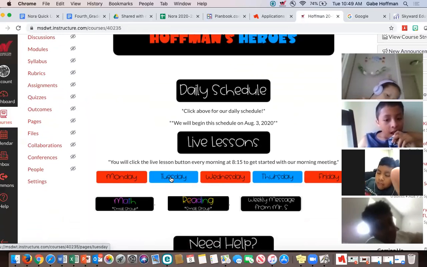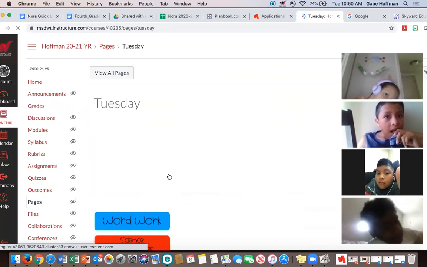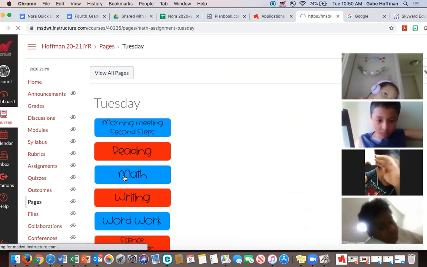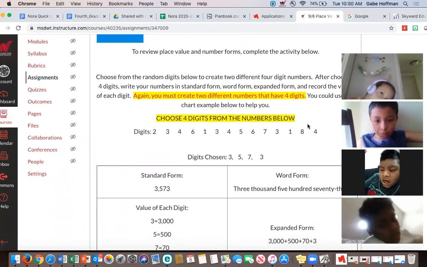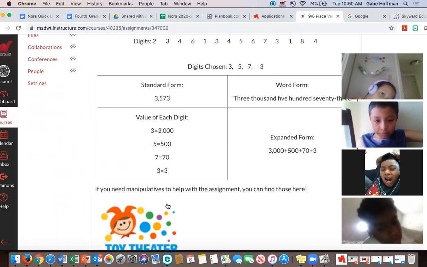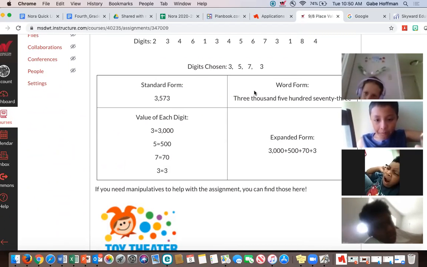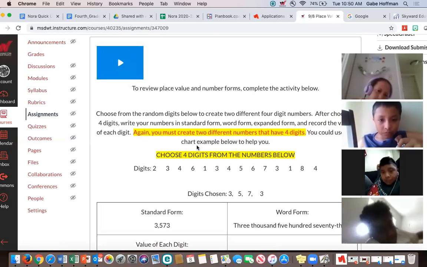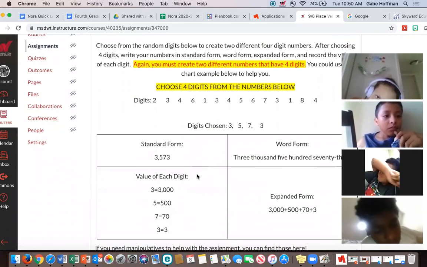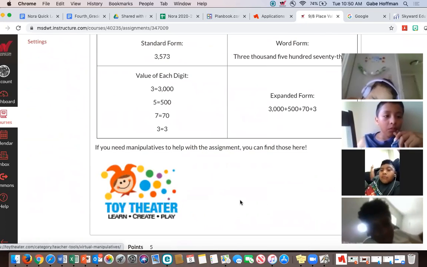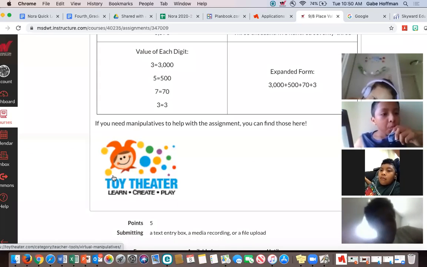So when you go to Tuesday, because again, today, even though it's the first day of the week, is Tuesday, and you click on Tuesday, the first thing you're going to see in math is what we just talked about, the place value practice. You're going to choose 4 digits just like we did. There is another example of exactly what this should look like right here on the page. Notice it says you create 2 different numbers that have 4 digits, all right? And you can either record a video and show us what you did on a whiteboard, like we've been doing, or you can type it down at the bottom, your standard form, word form, value of each digit, and expanded form.